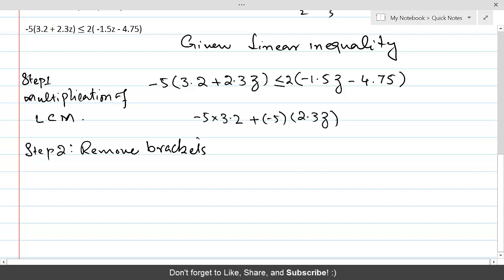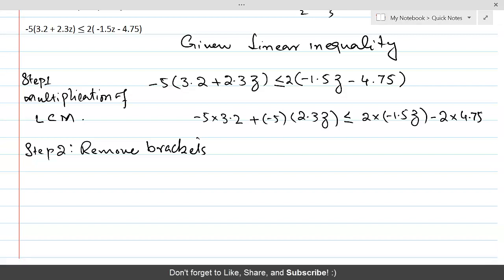2.3z is less or equal to 2 will multiply with minus 1.5z and minus 2 will multiply with 4.75. So now minus 5 times 3.2. Minus 5 times 3.2 will be equal to 16.